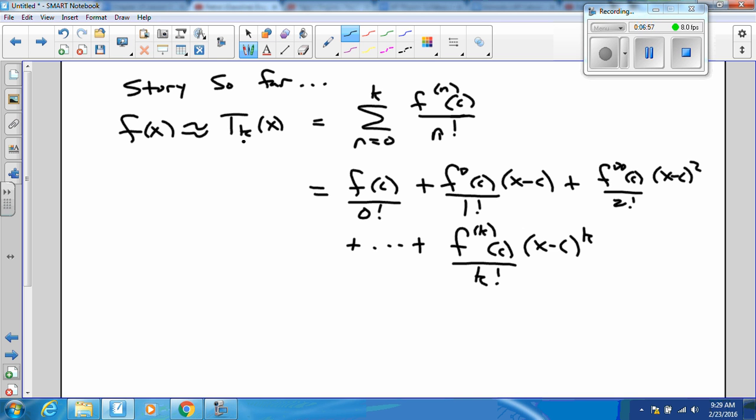And then, x minus c. Is it n minus 1? No, still no, n. It's still n, that's right. Everything is to the n power and we start at 0. Yep. Everything is in terms of n and we start at 0.